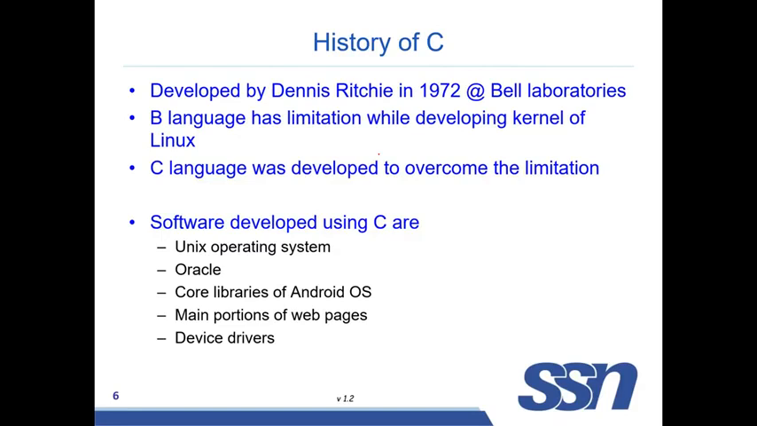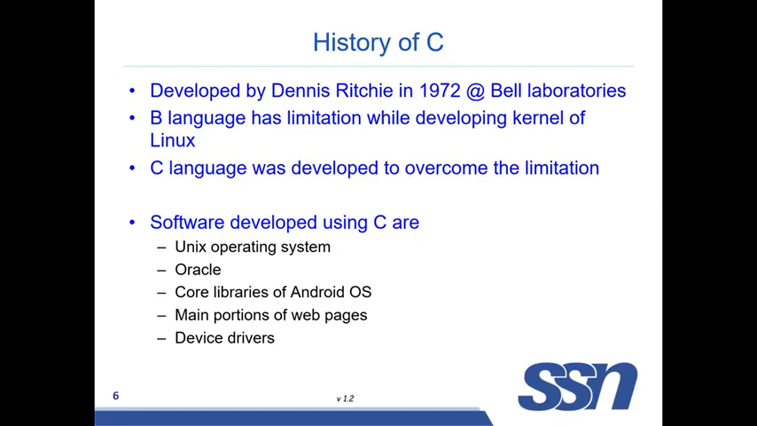Before we understand what the C programming language is in detail, we'll see the history of C. The C language was developed by Dennis Ritchie in 1972 at Bell Laboratories. Actually, this C language is a successor of the B language. So what was the B language doing? The B language was used for developing the kernel of Linux.